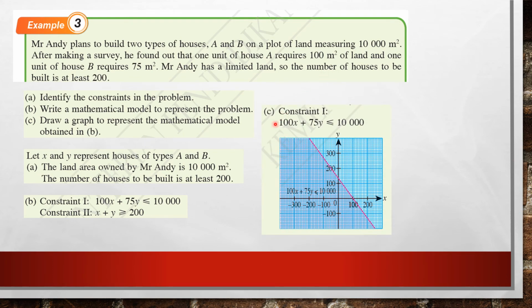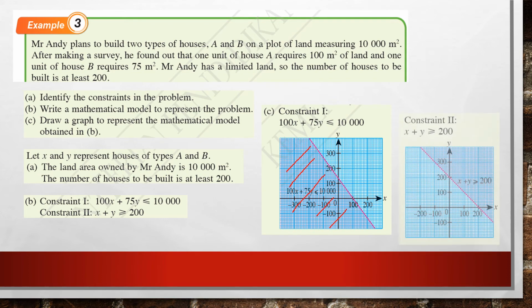Okay, next we look at part C: draw a graph to represent the mathematical model obtained in part D. So how do we want to draw? Okay, the same method. You find 2 points first, then you draw the straight line. This is a continuous straight line because you have an equal sign. Then this is less than or equal, that means your shaded part will be down here. So this will be your shaded part.